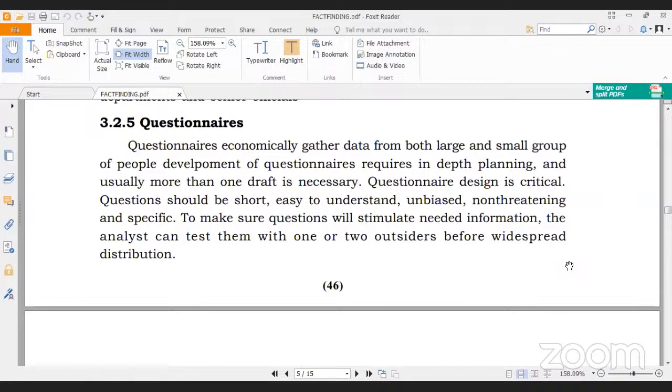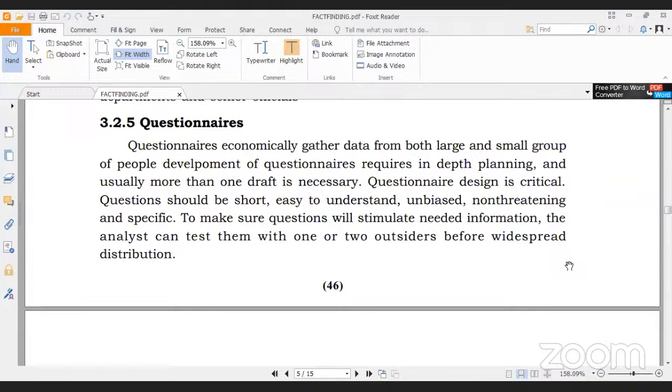But whenever you ask the question for the stakeholder, the question should not be a lengthy question. Like you will take 5 minutes to ask a question and customer will take 1 minute to answer. Not like you ask in 1 minute, let the customer give the answer in 5 minutes. Customer will explain the things. So the questions should be short, easy to understand, unbiased, non-threatening, and specific.